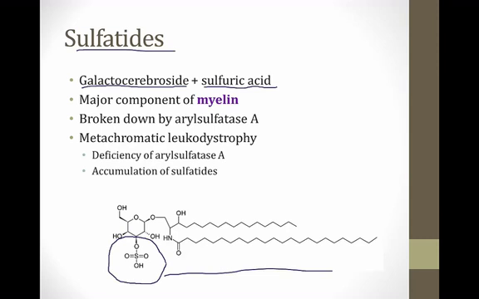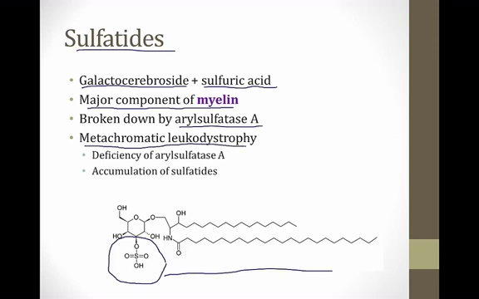And just like galactocerebroside was very important for myelin, so too are sulfatides. They are major components of myelin and nerve tissue. Sulfatides can be broken down by arylsulfatase A, and if you are deficient in this enzyme, you will develop a condition called metachromatic leukodystrophy.